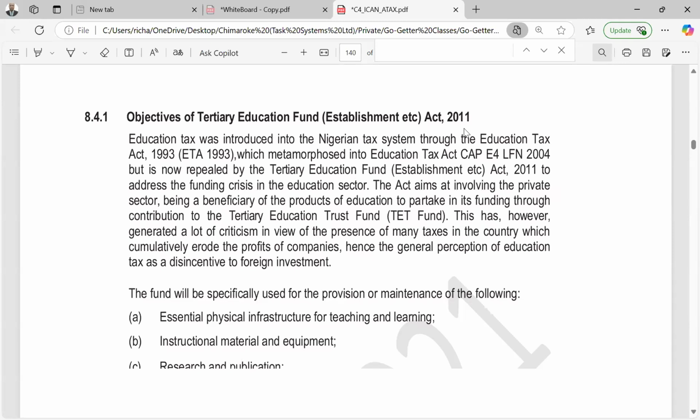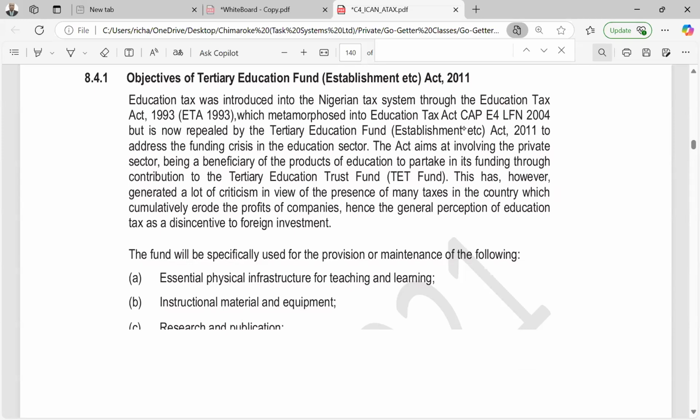So private sector companies, which are limited companies, the public limited company, so the PLC and the LTD companies, are now being tasked to contribute some portion of their profit to the TET fund. And so that is how the TET fund comes. So note here that business names, individuals, and foreign companies do not pay TET fund. Only Nigerian limited company and PLC pay this TET fund.